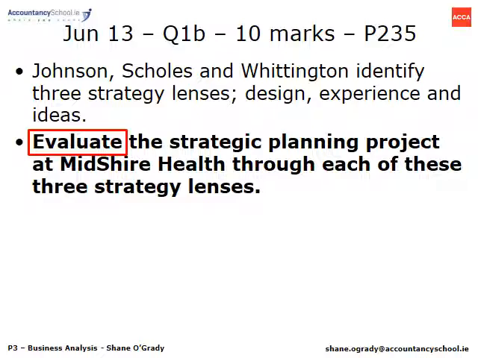Now, just before we talk about the third one, which unfortunately wasn't published, be aware that there is a possibility that the next time the Johnson, Scholes and Whittington strategy lenses are asked, the examiner might not give you the three lenses. That might be something where you're required to demonstrate your level of comfort, that you're so comfortable with the topic that you don't even have to be reminded what the three lenses are. But I would like to think that there's only an outside chance that would happen.